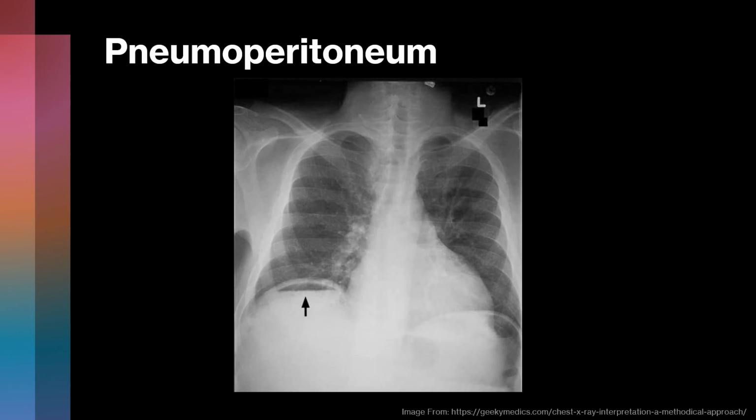Another feature that you could see on a chest x-ray is that of pneumoperitoneum, and this could be on an erect chest x-ray, and this will often be due to something like a bowel perforation, although other causes can include pneumothorax or mechanical ventilation, so it's not entirely specific.